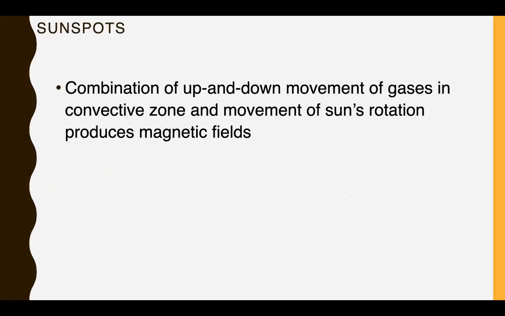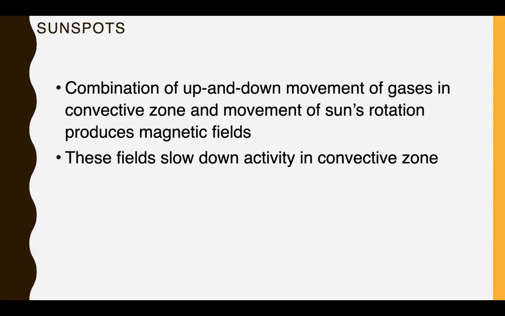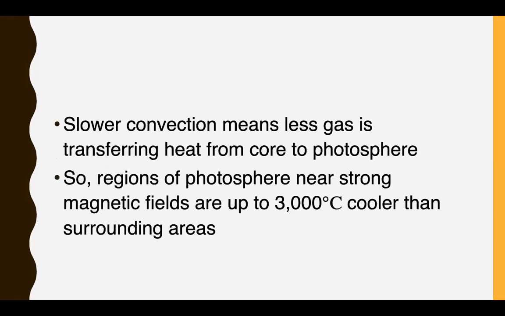So the combination of this up and down movement of gases in the convective zone and the movement of the sun's rotation produces magnetic fields. Now, magnetic fields are going to slow convection down. This is the key. The stronger the magnetic field is, the more it slows down convection. If you slow down convection, because remember, convection is bringing hot air up and then cool air sinks, so if that process is slowing, that means that there's less heat being brought up from deeper within the sun. Okay, less gas transferring heat.